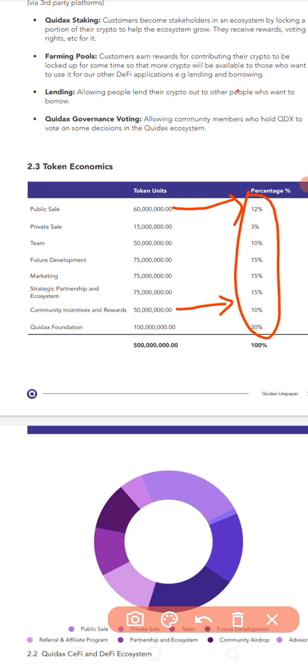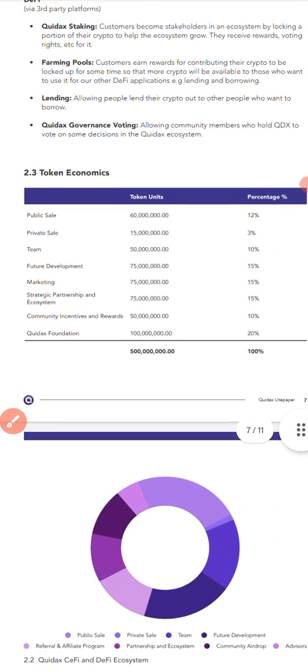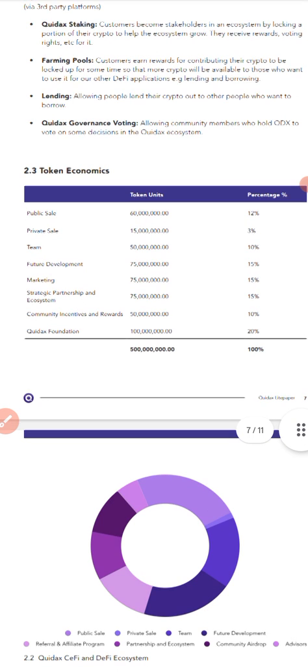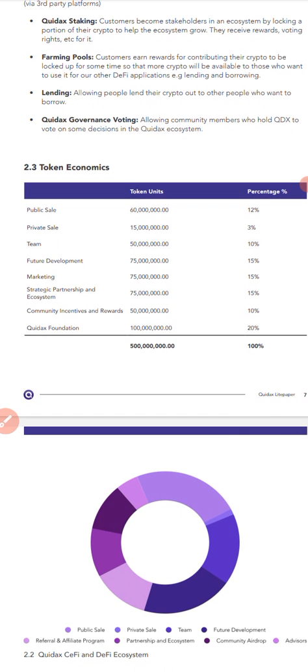So you can look at the tokenomics. If it's something you're okay with, you can go for it. But me, I'm not really okay with this tokenomics because community has just 10%. They get 15% for private sale. That's no. Now look at it.